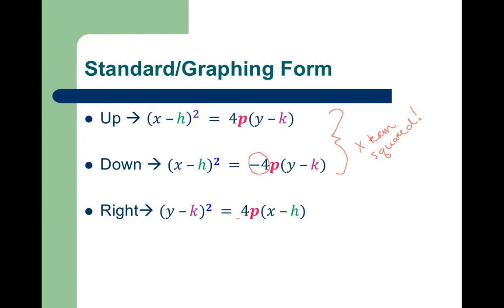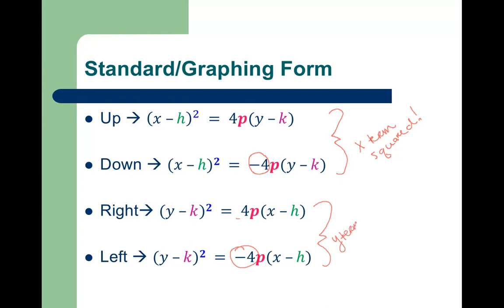What's going to happen to make it open left? Oh, this is going to be negative. The 4p is going to be negative, right? So if it's right and left, it's your y term that's squared. That's the one that's unfamiliar to you, like we have in algebra. As a function with y squared, that's not a function.